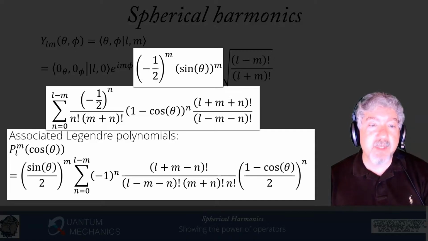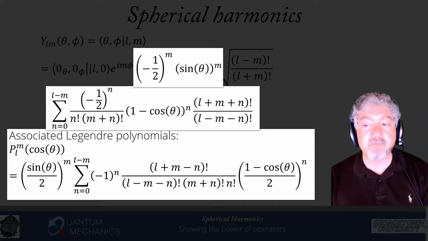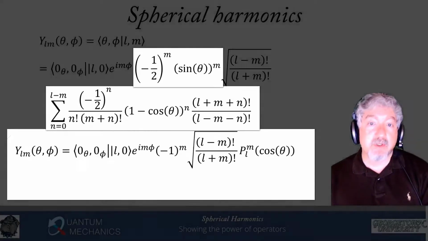Now let's look at that summation that we have above. If you look at it carefully, you can match term for term. I'm going to have to borrow a sine theta to the m divided by 2 to the m, and then I get this Legendre polynomial, and everything that's left, those are extra coefficients. So let's go ahead and do that.